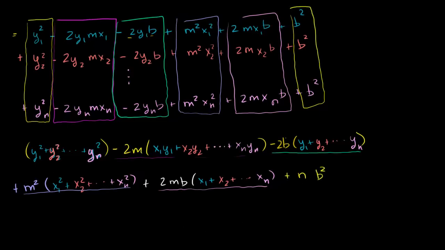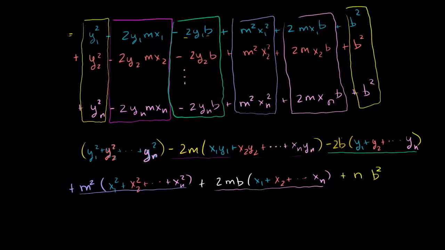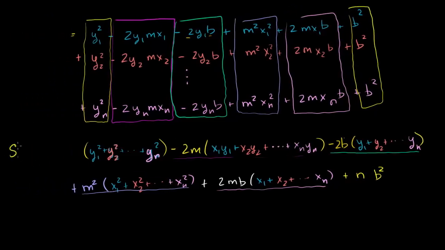Now let me remind ourselves what this is all about. This is all just algebraic manipulation of the squared error between those endpoints and the line y equals mx plus b. It doesn't look like I've simplified it much, and I'm going to stop in this video right now. In the next video, we're just going to take off right here and try to simplify this thing.